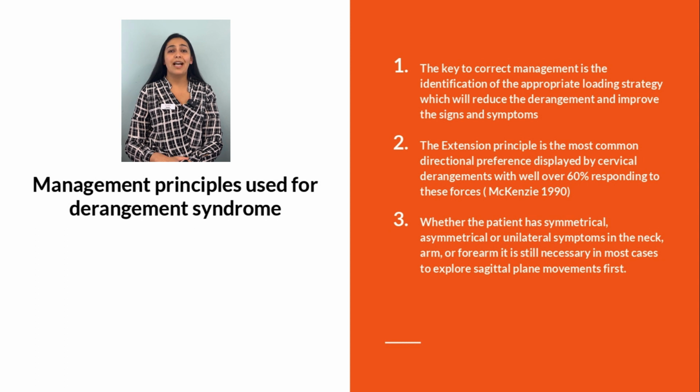Whether the patient has symmetrical, asymmetrical or unilateral symptoms in the neck, arm or forearm, it is still necessary in most cases to explore sagittal plane movements of flexion and extension first.